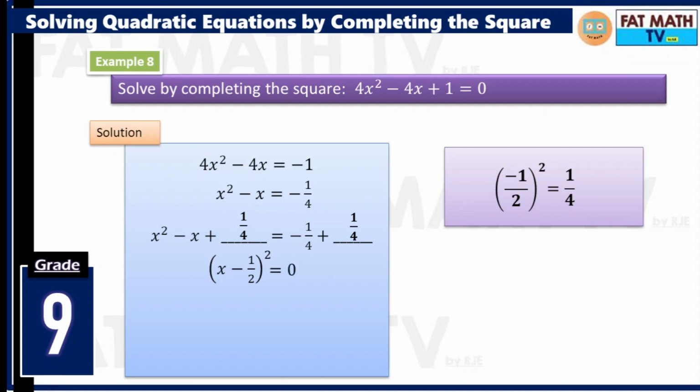So take the square root of both sides. x minus 1/2 equals 0. Just 0. And then add 1/2 to both sides of the equation. So you will get x equals 1/2. So we only have one answer here. That's x equals 1/2.